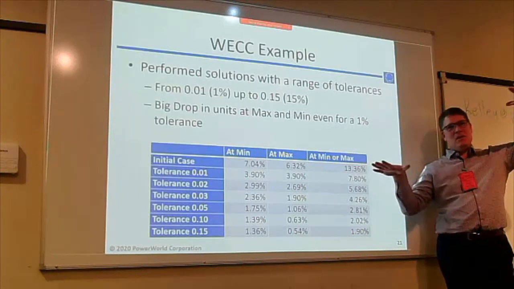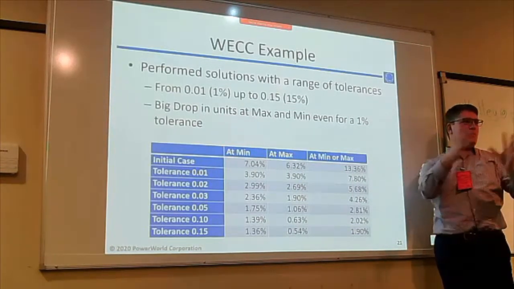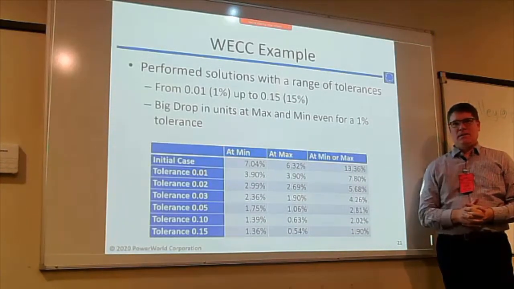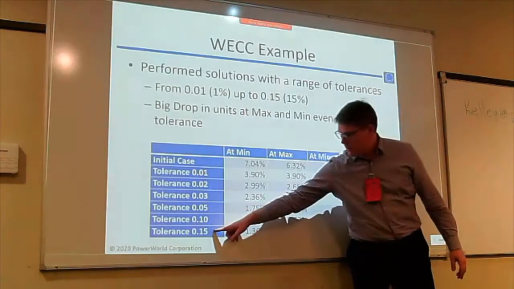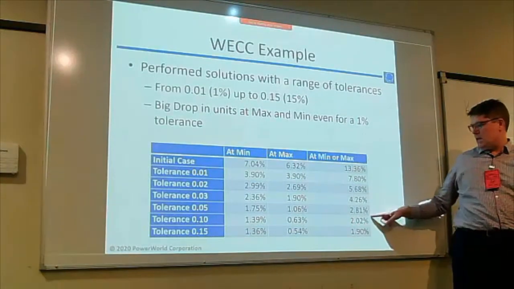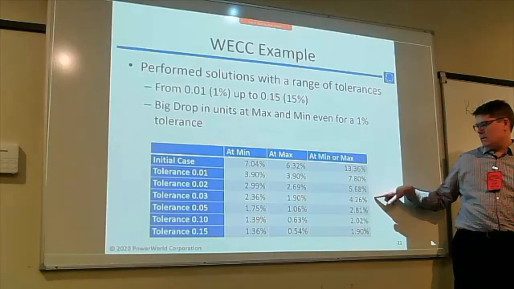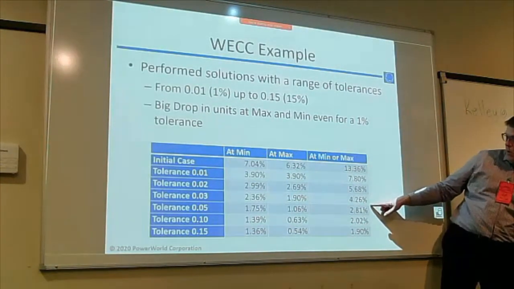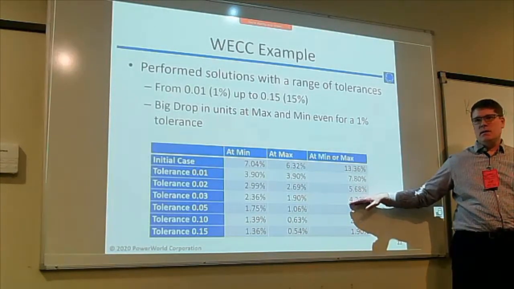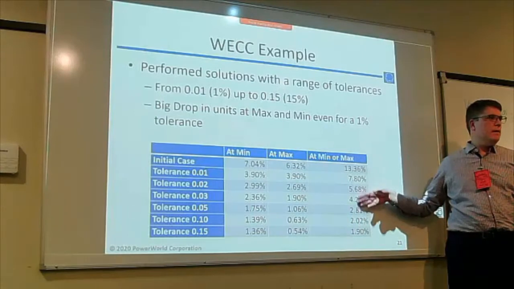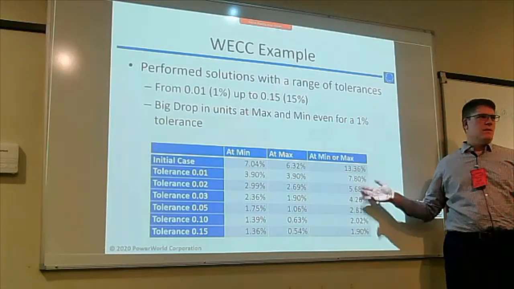But what I saw happen on one wet case I went through, I started out with 13% of my units at a min or a max. Giving even just a 1% tolerance, about half of those went away. What's happening is everything's trying to come back to the middle of its range.